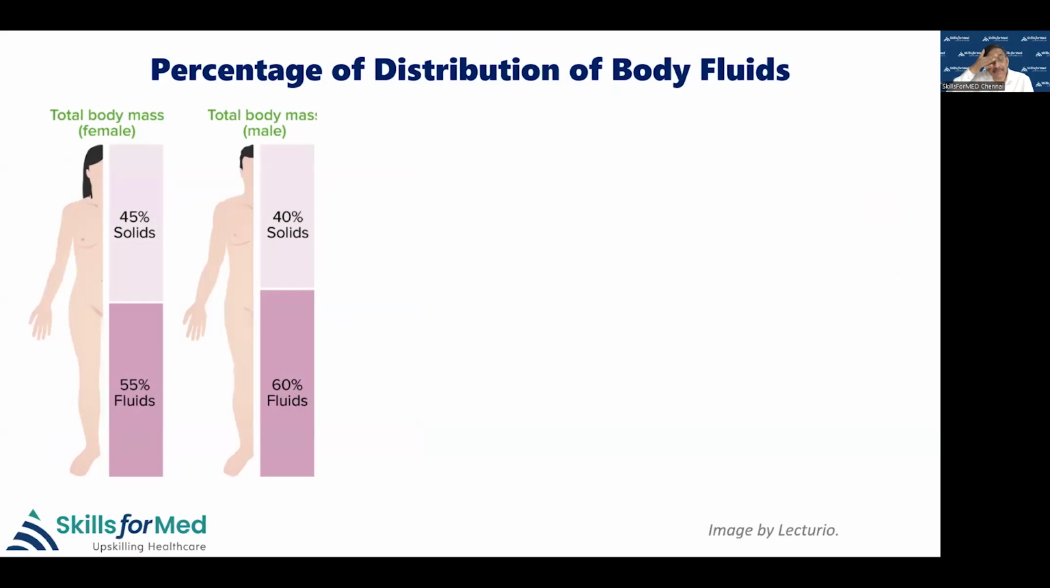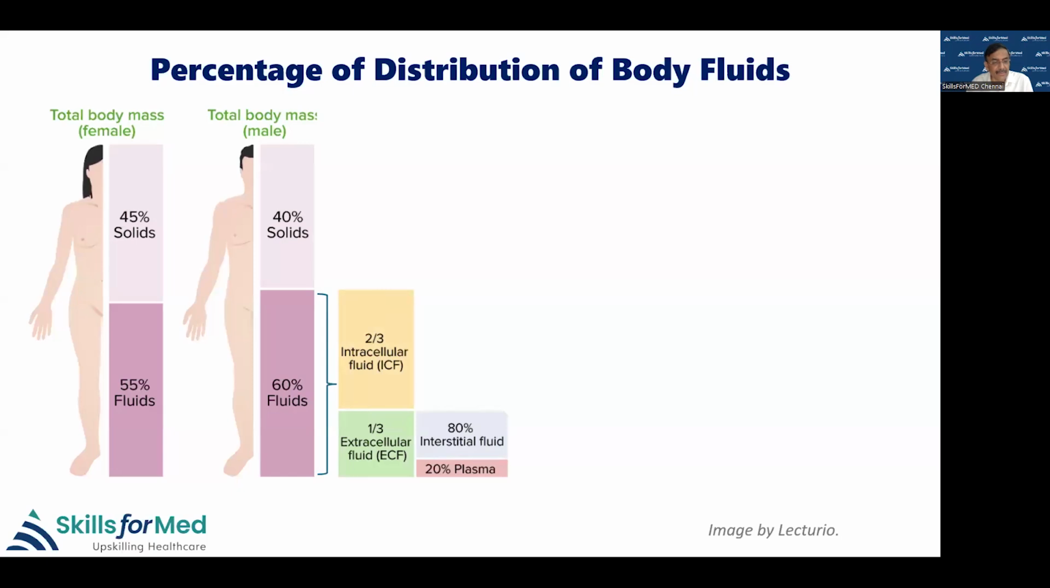So to start with, we all know that almost 2/3 of our body is fluids. In women, it is slightly less, about 55%. In men, it is 60% fluids and 40% solids. Among the fluids, 2/3 is intracellular fluid, which is inside the cells, and 1/3 is outside in the extracellular fluid. This extracellular fluid is in two compartments: one is the interstitial fluid and the other is the plasma, and the majority, 80%, is in the interstitial.